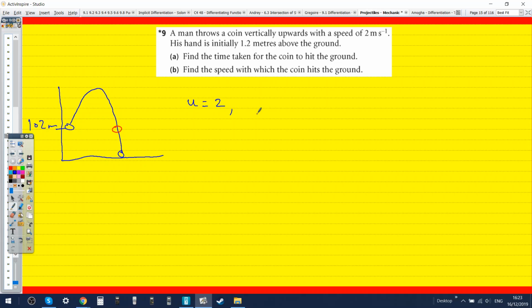Where do we want the time for? Where will the ball be for the time that we want? Or the coin, sorry. When it hits the floor. Okay, so we can't do V for that. Do we need to find out the maximum height it reaches and add that? Well, we'll see.